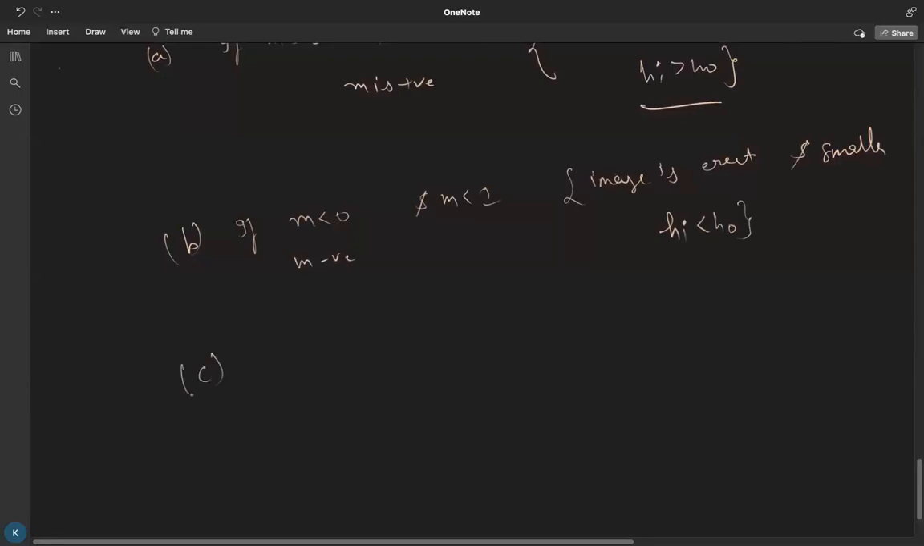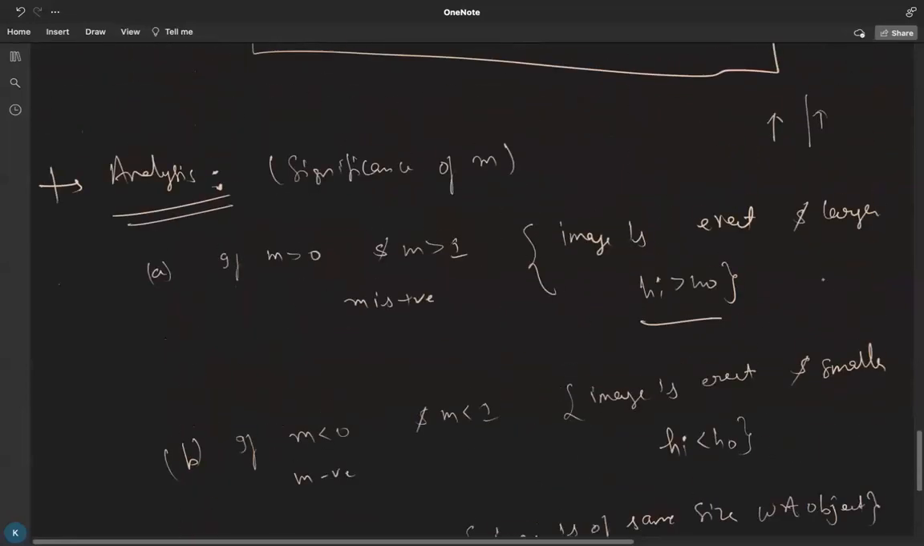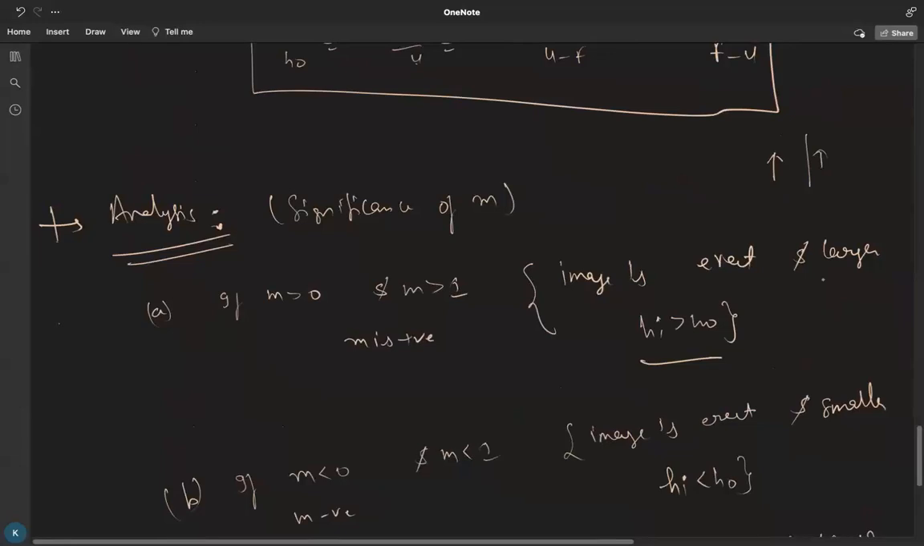The third case: what if M is exactly equal to 1? In this case, the image is of the same size with respect to the object. Let me tell you again the significance of M. We are analyzing what if M is positive, M is negative, and M is equal to 1. If M is positive, the things you have to remember: the image formed will be an erect image, and the height of image will be greater than the height of object.